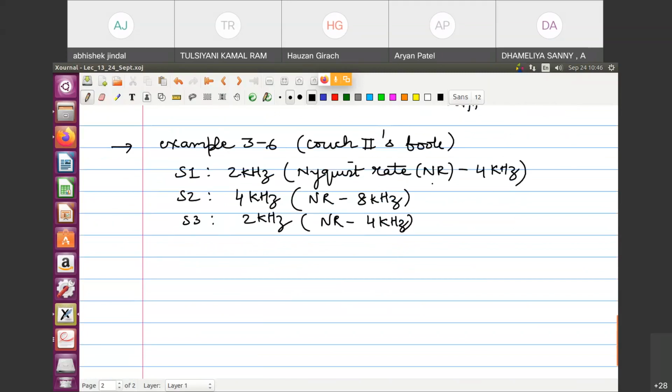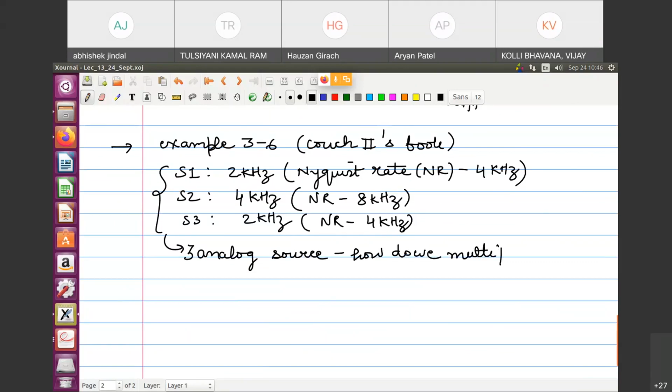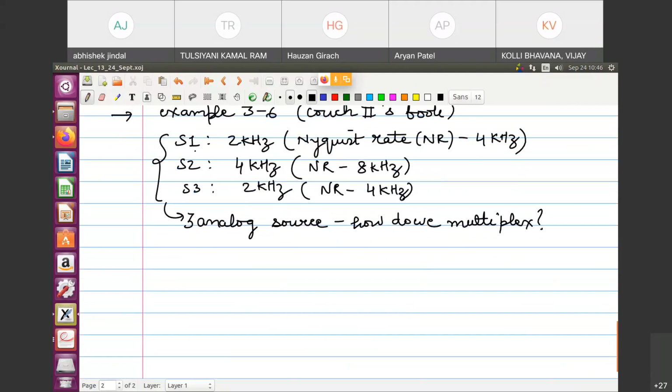Now the question is that let us first study the multiplexing of these three analog sources. How do you do it? So that is the question we are interested to study. Now one option is that you sample S1 and S3, both of them at 8 kilohertz, bring the sampling rate to a common point, and then you multiplex. But this increases your system complexity unnecessarily. See why? Why should I sample S1 and S3 at a very high rate when that is not required?